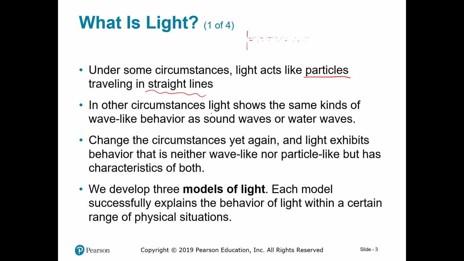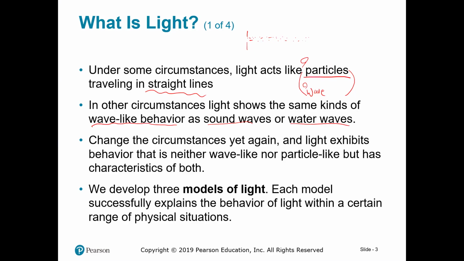But sometimes light shows wave-like behavior, like a sound wave or water waves. So sometimes people think light is a wave. These are two properties light has: sometimes a particle property, sometimes a wave property. So the question is, is light a particle or a wave? And the answer is that light has both properties, which is very strange and special.